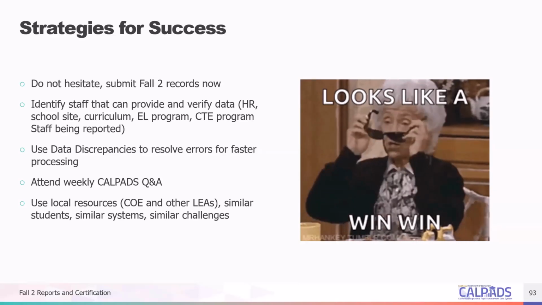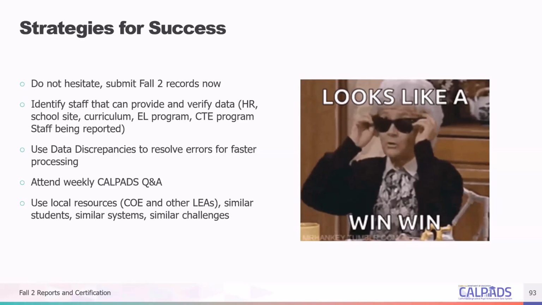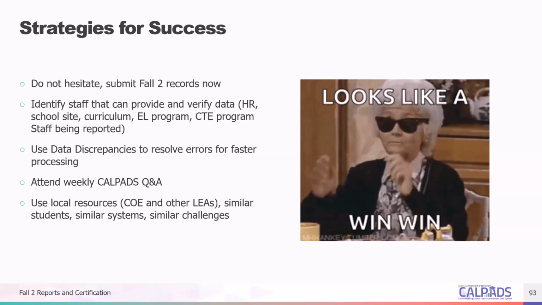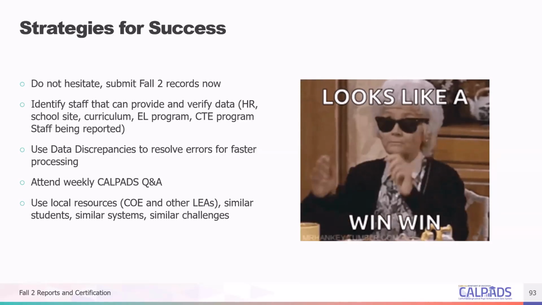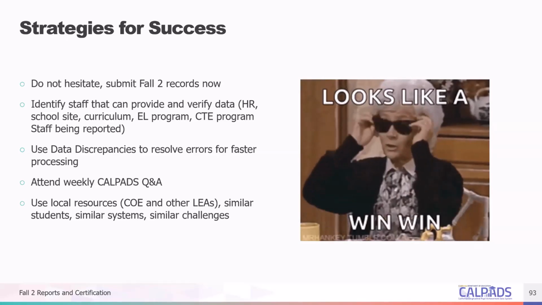Attend the weekly CalPADS Q&A. I'll say it again. Attend the weekly CalPADS Q&A. This is a great opportunity to hear from CDE, the analysts. Oftentimes, there's discussion that leads to a consensus or an answer. You get a meeting of the minds every Wednesday at 3 p.m. Use local resources such as your county office of education or other LEAs. Similar students, similar systems, and similar challenges.